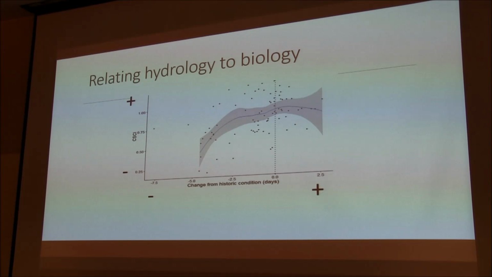There's a lot more points to the left than on the right, and this is consistent with what we understand about the way we manage streams. We tend to shorten the duration of floods. We tend not to lengthen them. So this is good validation of that. And you see that the response is really happening more on the left side, not the right side. So these times when we've increased duration of flows, it hasn't had a huge impact on the biology, but when we've decreased it, there is a negative response.